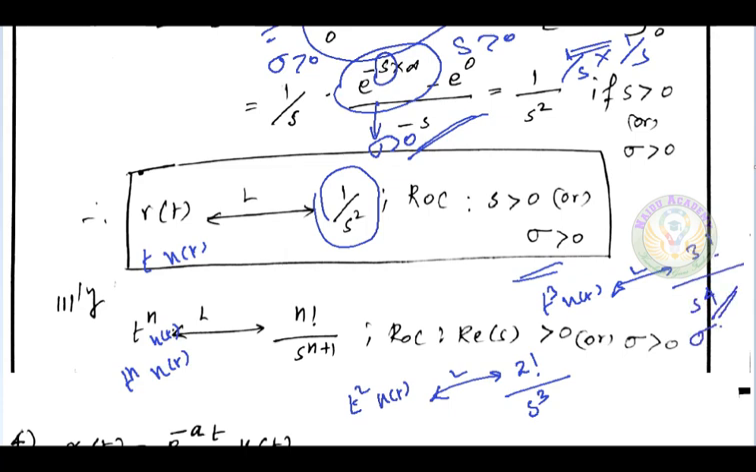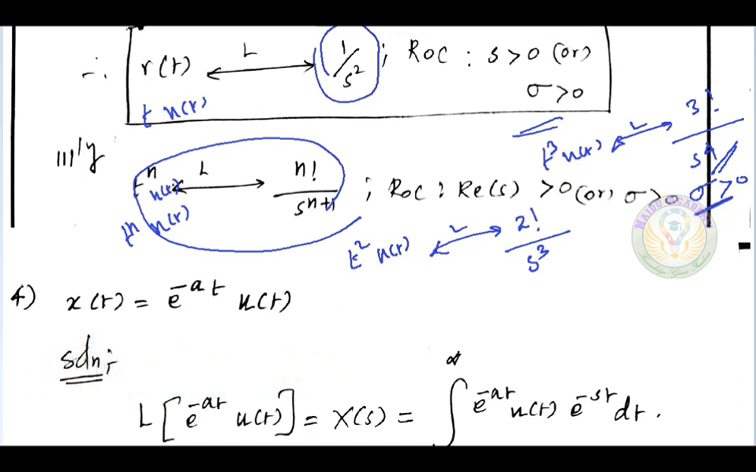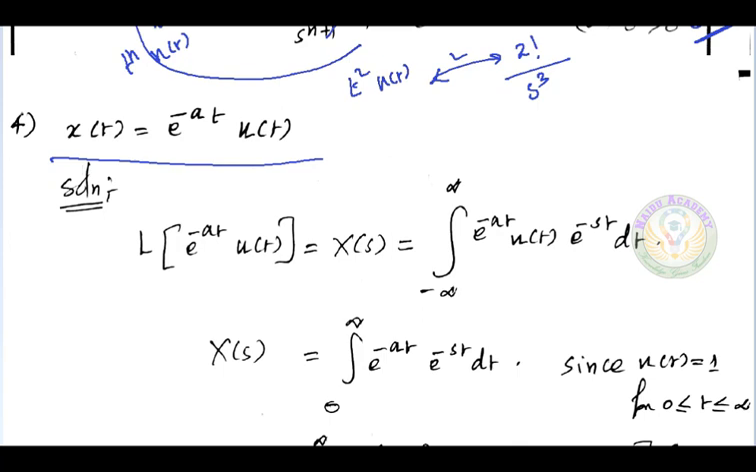The region of convergence again is sigma greater than 0. So this is the general form you need to remember. T power n u of t will give you n factorial divided by s power n plus 1. And another important standard signal is x of t equal to e power minus at u of t.